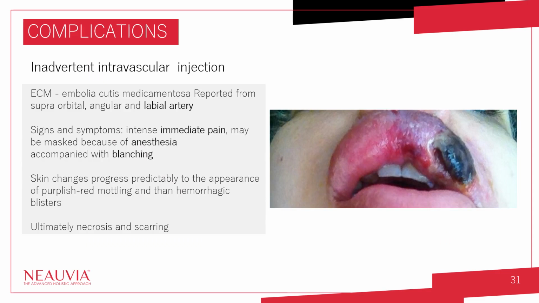Embolia cutis medicamentosa is reported not only for the supraorbital and angular artery but also for the labial artery. The signs and symptoms in this case are intense immediate pain that may be masked because of anesthesia, and blanching. Skin changes progress predictably to the appearance of purplish red mottling and then hemorrhagic blisters, ultimately necrosis and scarring. In case of such a severe complication, we have in our hands an effective emergency kit composed of hyaluronidase, nitroglycerin paste or patch, aspirin, warm compress, and hard massage to spread the hyaluronidase infiltration in the affected area.